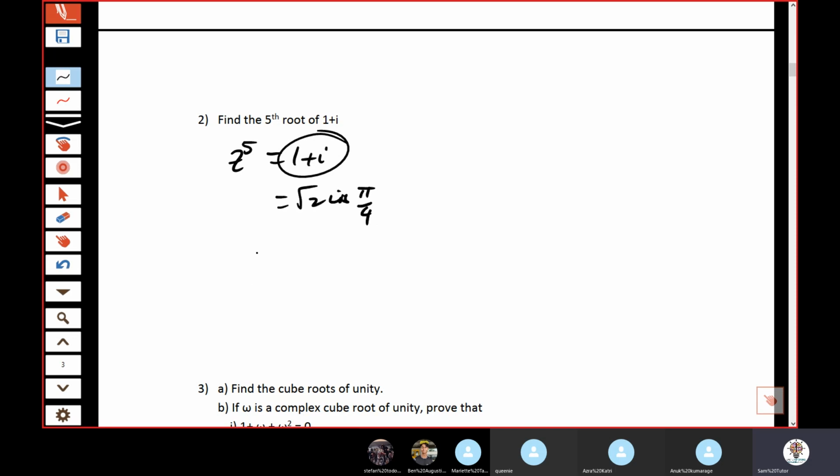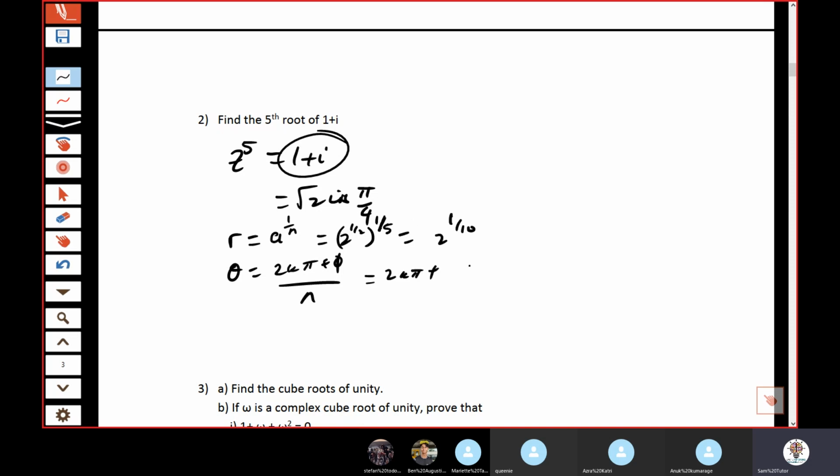I said I wasn't going to do it, but it looks like I'm almost done, so I might as well. What does r equal and what does theta equal? You mean r equals a to the power of 1 on n, and theta equals 2k pi plus phi over n. Good work, you have been studying. Root 2 is 2 to the half, and then 1 on 5, and that becomes 2 to the power of 1 on 10. Theta is 2k pi plus phi, which is pi on 4, all on 5, for k equals 0, 1, 2, 3, and 4.